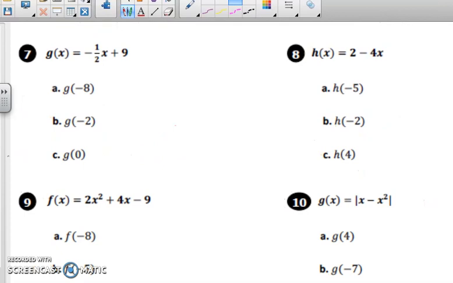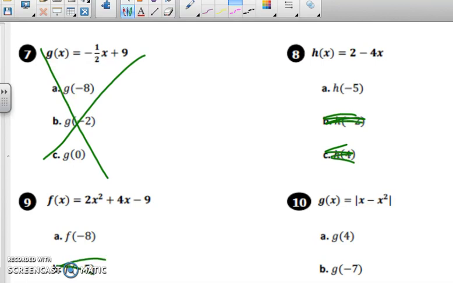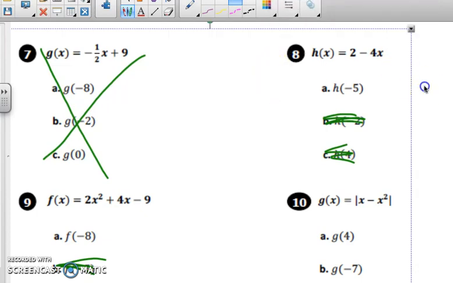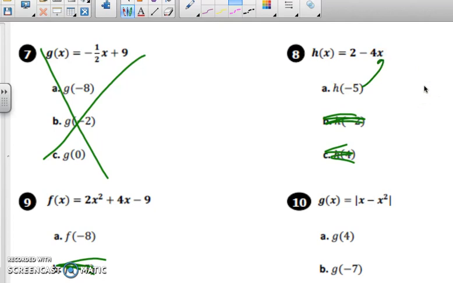For time's sake, we're going to skip 7. We are only going to do A, and we're only going to do A of this one down here. Okay, so first I start off with the 2, subtract 4x. So I would input -5 here and get 2 minus 4, and then input your -5. Once you type that in, you should do 2 minus 4 parentheses -5 to get 22.